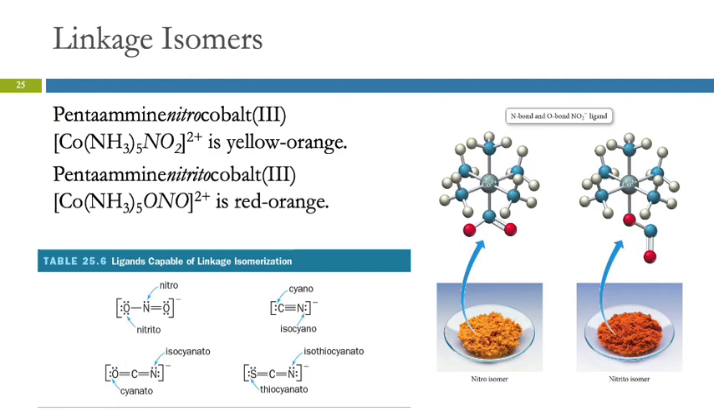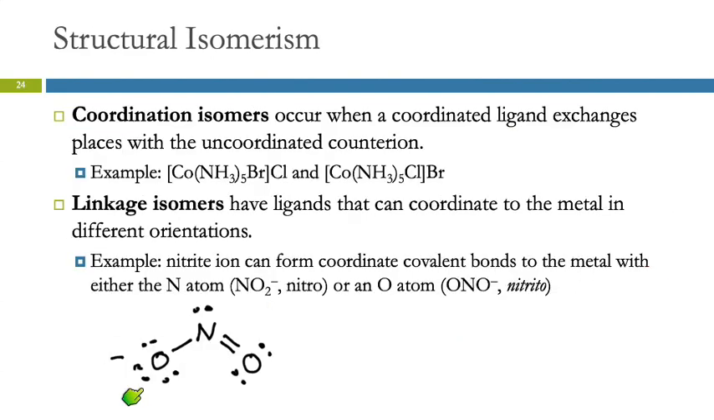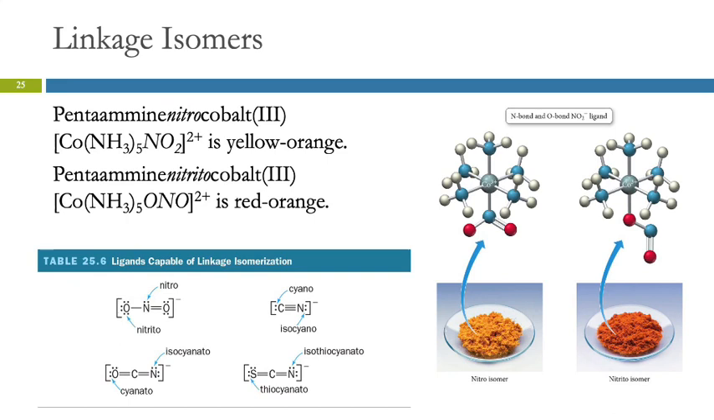Would the N or the O be negative? The O would be negative. Yeah, because if you do formal charges, it's kind of messy over here, but if you do formal charges, this oxygen has a formal charge of -1. And so we would indicate that over here. So these are linkage isomers.